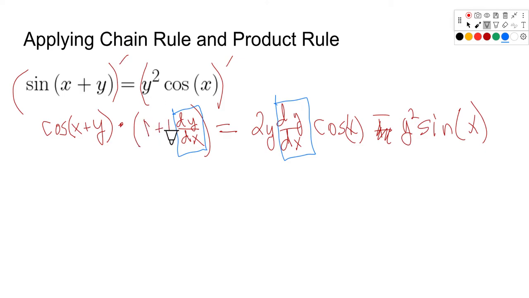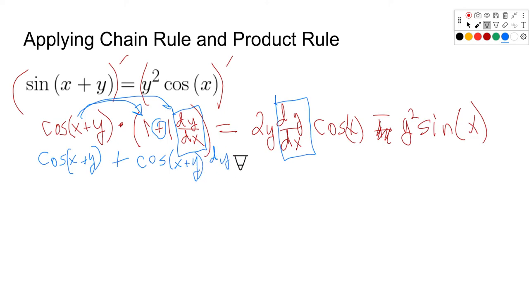You might see that this is 1 plus this, so actually I might want to distribute the cosine of xy through here. So I will do that, so that I can get to this dy dx. It's multiplied times 1, and then it's multiplied here. So what I get is 1 times cosine xy is cosine xy, and then cosine xy times dy dx, and notice this plus here is going to be plus cosine x plus y dy dx.